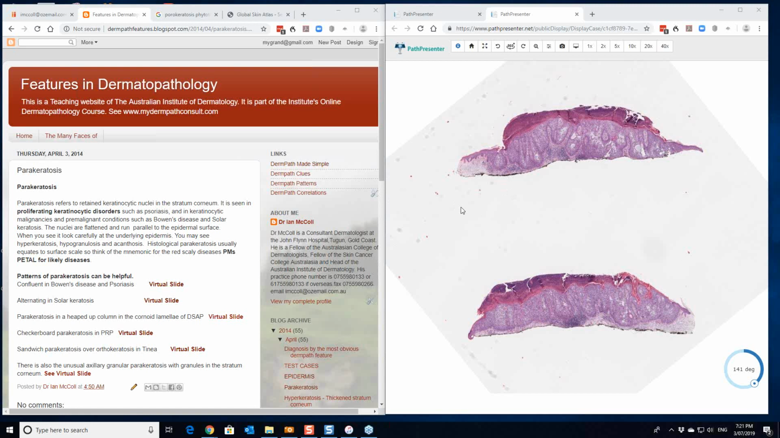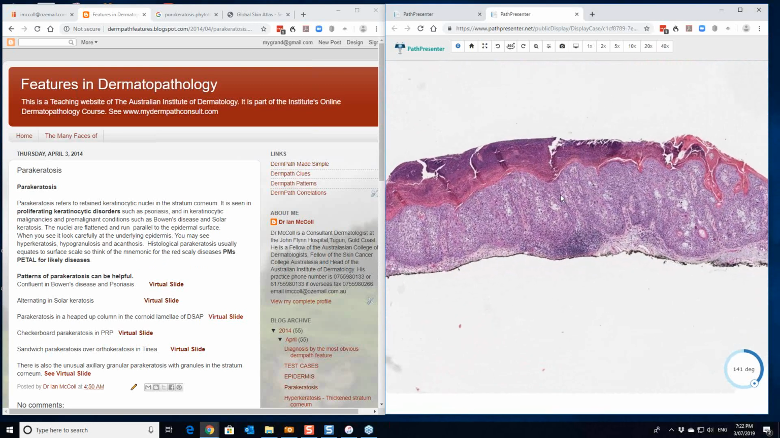We're going to have a little look at parakeratosis. Now, it refers to retained keratinocytic nuclei in the stratum corneum. So it's seen quite commonly in proliferating keratinocytic disorders such as psoriasis and in keratinocytic malignancies such as Bowen's and even solar keratosis. The thing about these nuclei is that they're flattened and they run parallel to the epidermal surface.